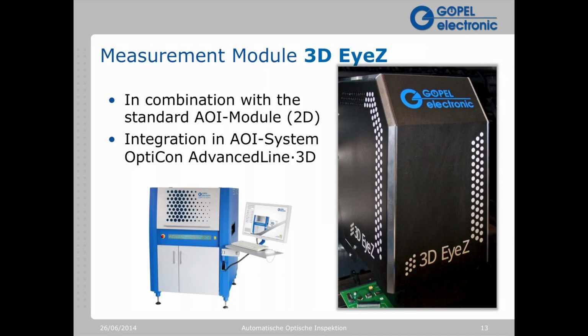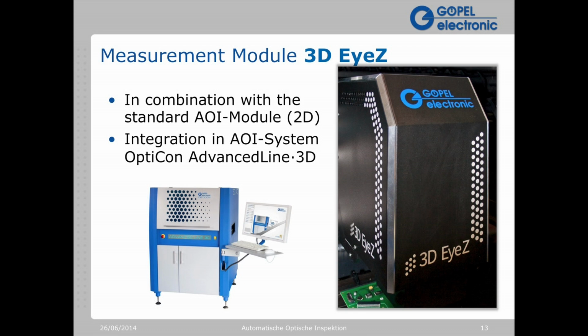The measurement module that is at the heart of the 3D-AOI system is called the 3D-IZ system. You can see an image of this component. It's highly modular, and you can see an image of that component on the right of this slide. Since it is modular, it can be combined with standard 2D-AOI modules. As a result, we can bring the 3D capability together with our very capable 2D systems, producing an enhanced capability that's represented by this combination.